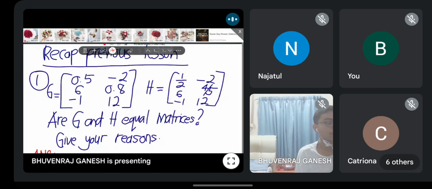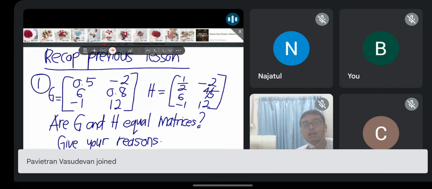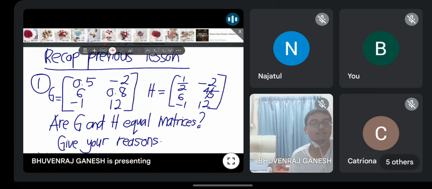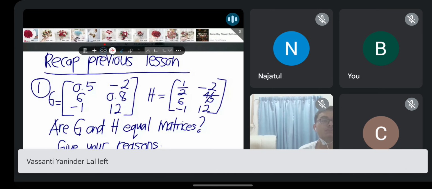Okay. So first question. You can see the question over here. Okay. GH. The question is, are G and H equal matrices? Adakah G dan H merupakan matriks serupa? Berikan sebab anda. So what will be your answer, guys? Can you all tell me based on the question here? Is it yes or no?